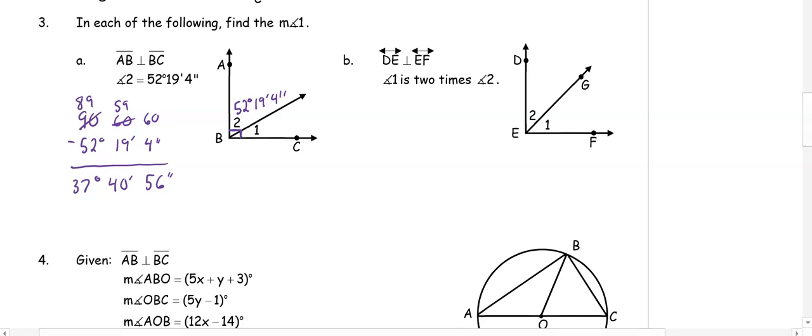In part B, line DE is perpendicular to line EF. So they are making a right angle. Then we know that angle 1 is 2 times the measure of angle 2. Well, we don't know angle 2, so we can call that x. So if we are 2 times that, angle 1 is going to be 2x. Together, we know that they equal 90 degrees. So we have x plus 2x equals 90 degrees. 3x equals 90, so x is 30. So if I want to get angle 1, 2 times 30 gets us 60 degrees.